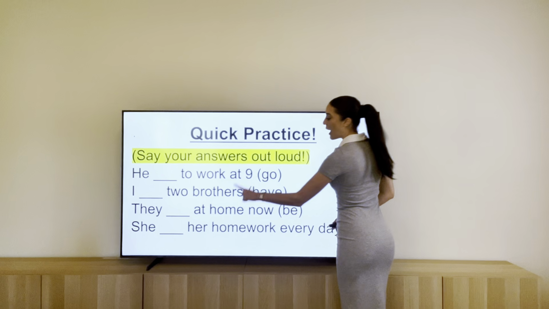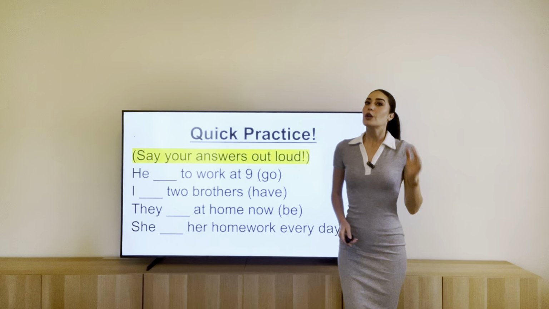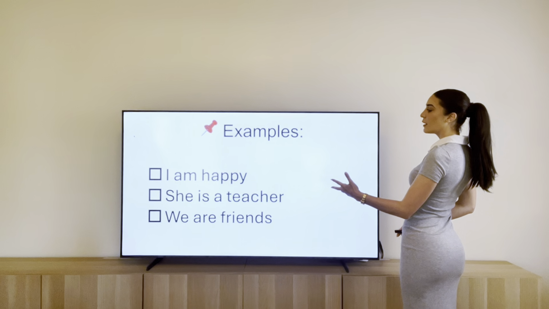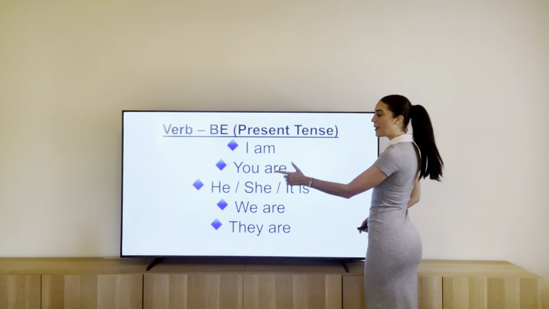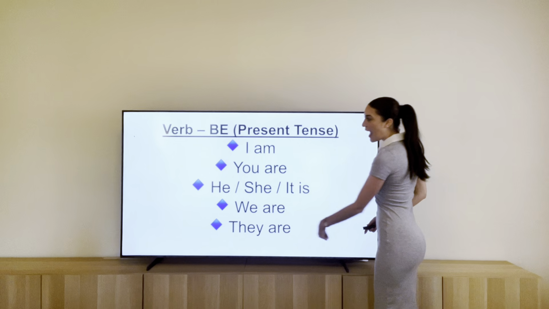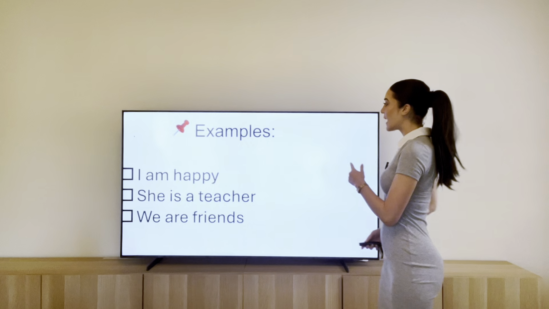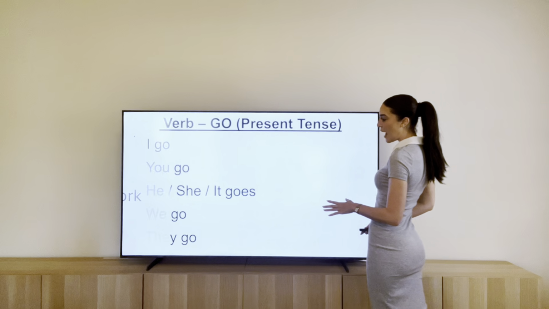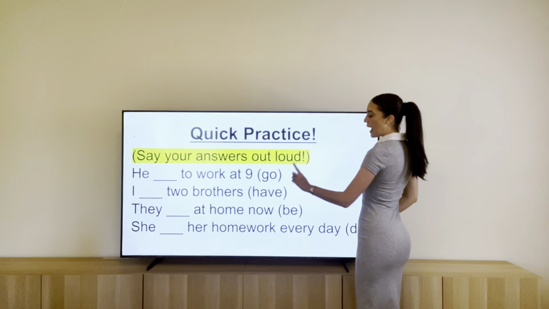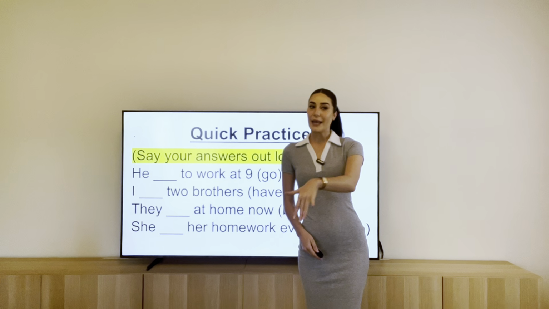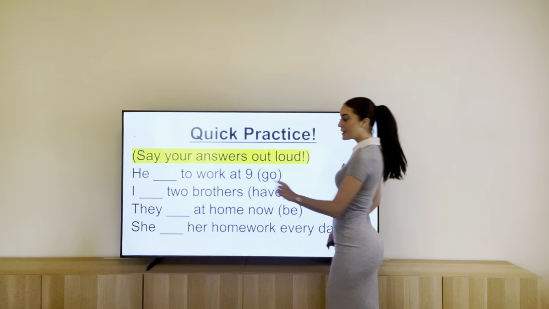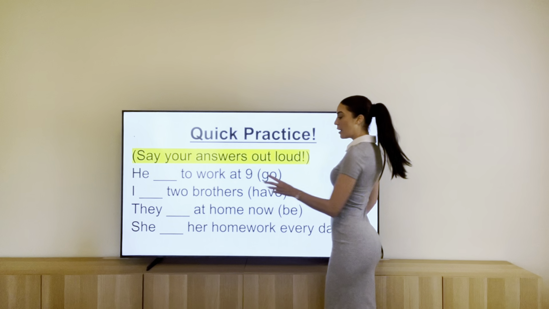The next one, the verb is be. They at home now. So go back, remember how do we conjugate be? Let's have a look. I am, you are. He, she, it is. We are, they are. Okay, so let's have a look at our question now. They at home now. Would you say they be at home now? No, definitely not. The answer is they are at home now.